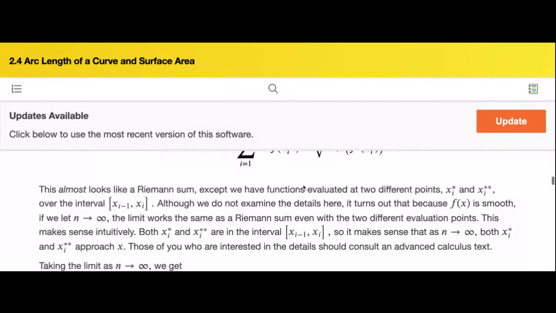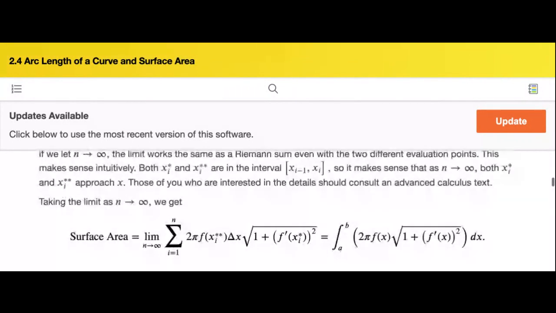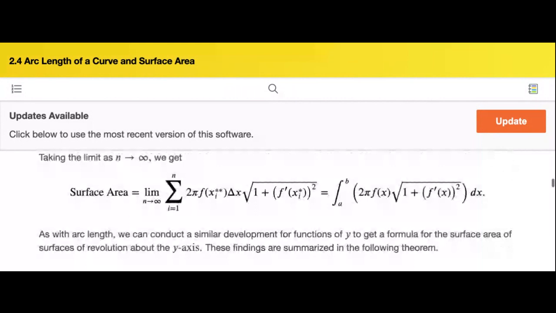Then we let n run into infinity, so we get this formula. The surface area of a 3D object from A to B is the integral of 2 pi f of x. Of course, this is revolving with the x-axis, right? Rotating with the x-axis. So we have 2 pi f of x, right?